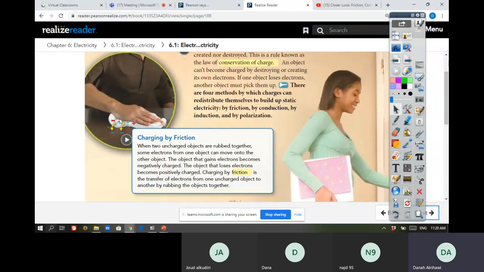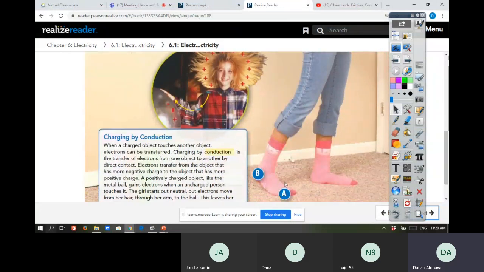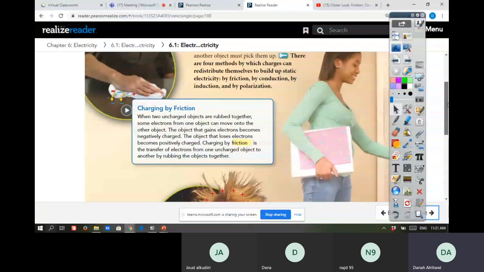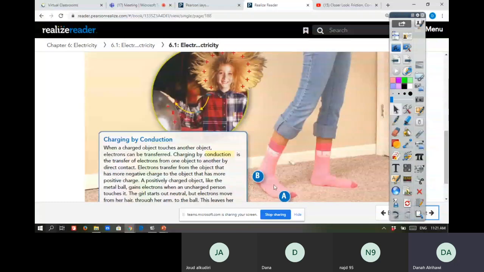The first one is to rub, like yesterday. Rubbing or friction, like when you rub your 2 hands, or when you rub your feet with the carpet. So the first way is friction. Yesterday I showed you when I brought the balloon near the sweater after friction. Your feet will gain a negative charge.